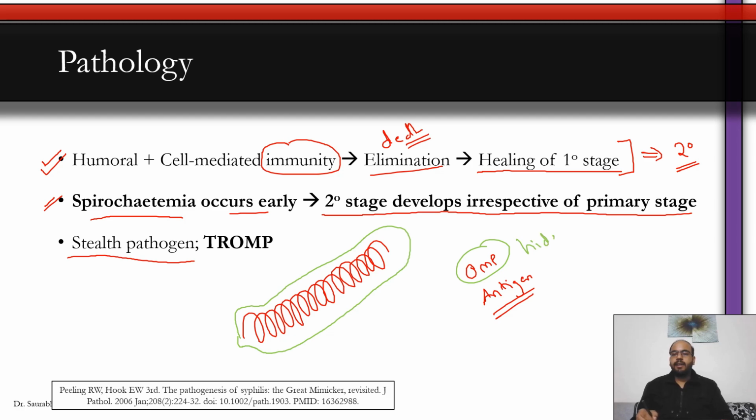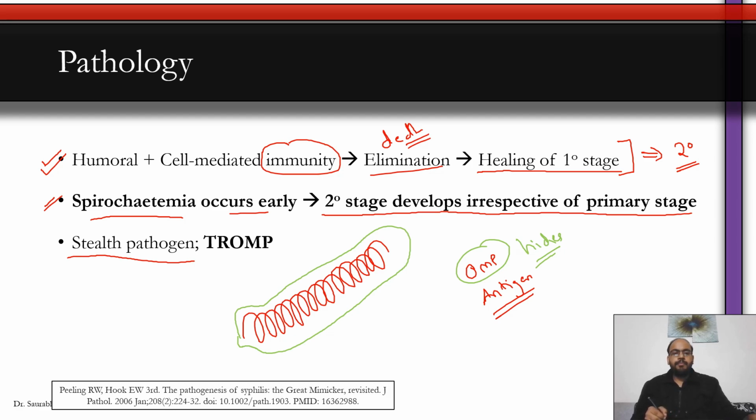It hides the outer membrane proteins. Now, since these outer membrane proteins are hidden, they are not exposed to the immune system. That is why it is not able to incite a significant immune response, and the Treponema pallidum organism survives in the bloodstream. Since these antigens are hidden, it is known as stealth. It is stealthily hidden from the immune system, and the organism is known as a stealth pathogen. Am I clear about it?